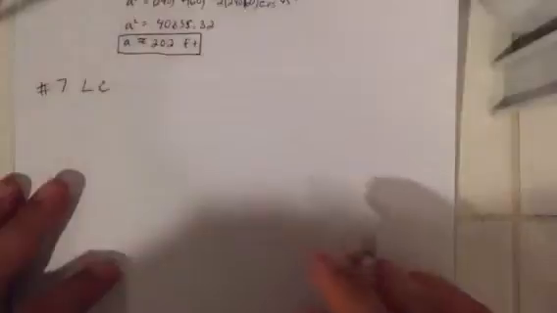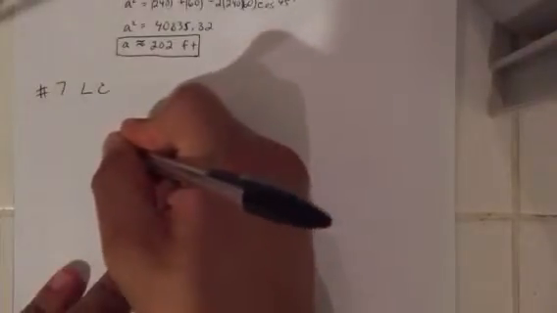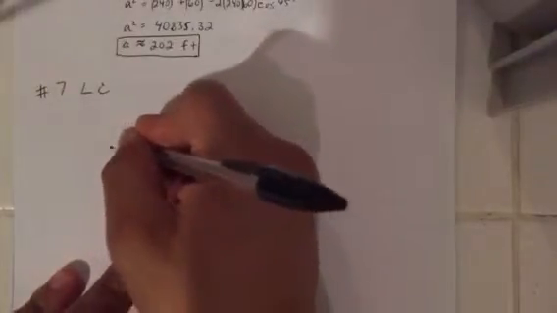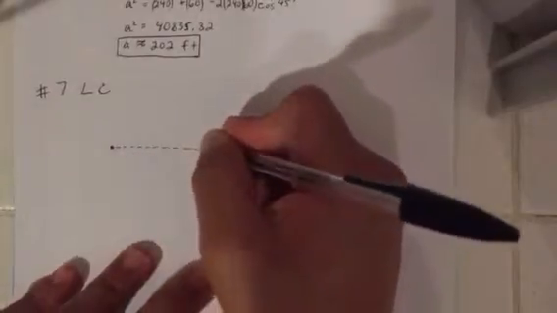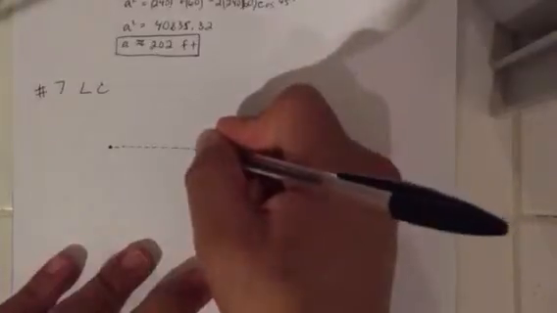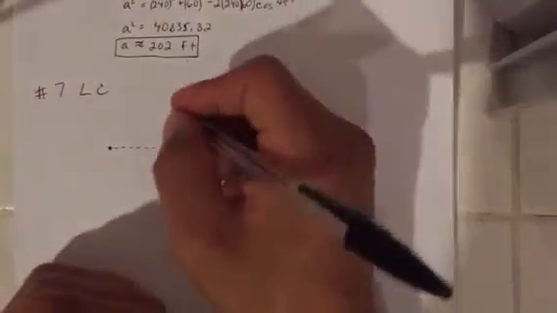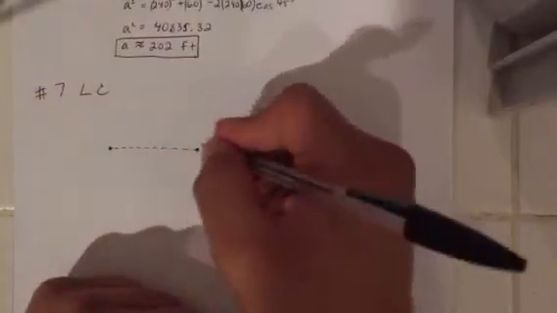So number 7 is gonna be using law of cosines once again. In this problem, they're talking about a boat. So they said the boat is heading east, and then it changes direction and starts heading northbound or north. Now, for this problem, it's a northward.